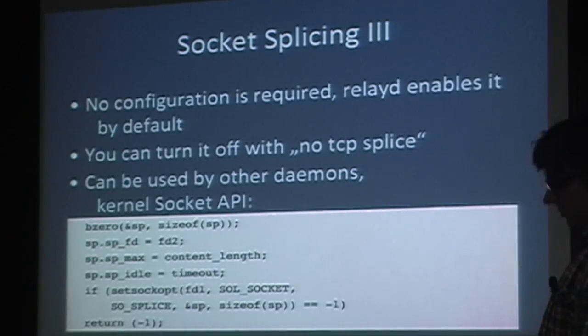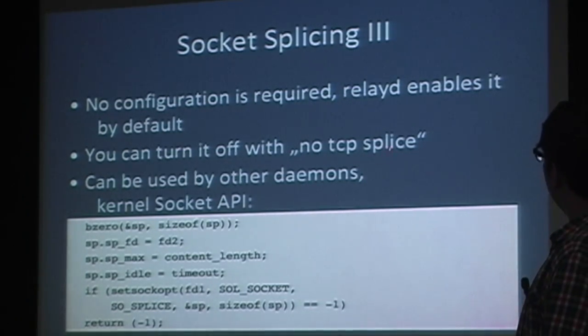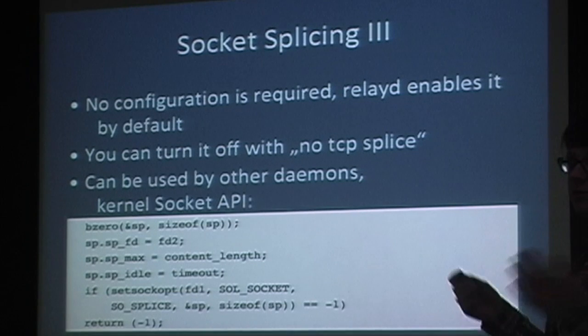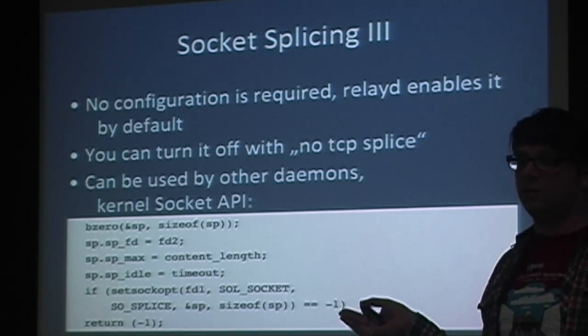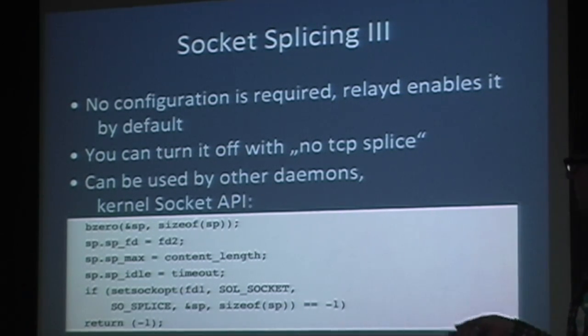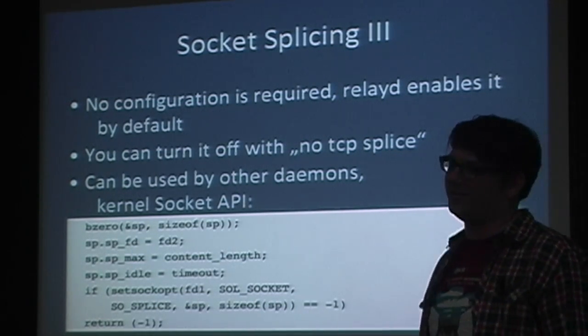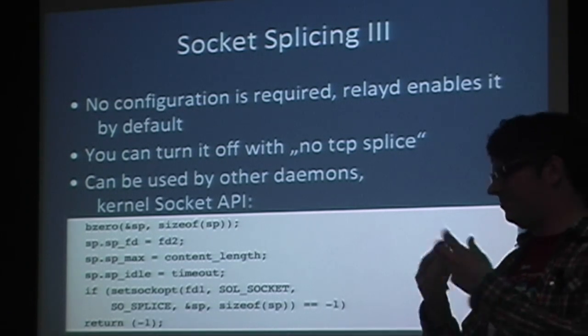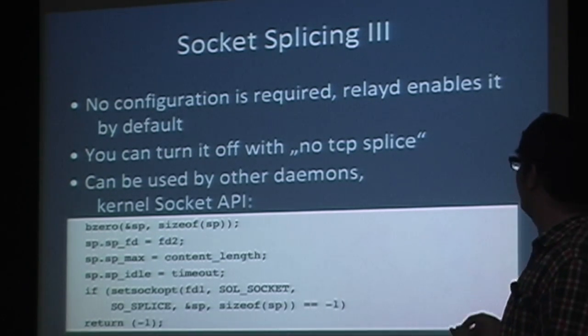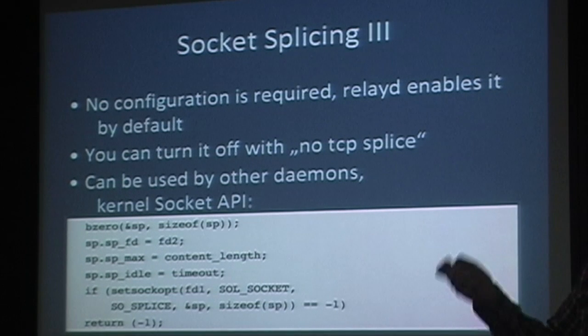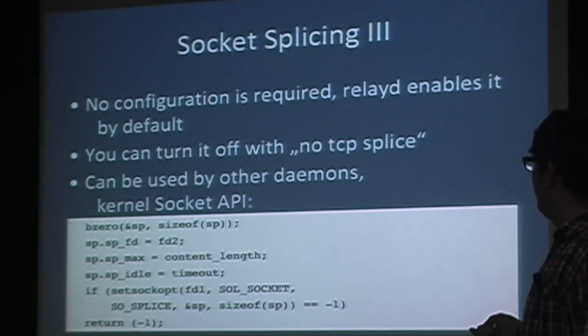So with socket splicing, it is built into RelayD. There's no configuration. It's enabled by default whenever it makes sense or is doable. You can turn it off. I insisted on this option because if something goes wrong, sometimes it's helpful to see, okay, is it the splicing maybe? So you can turn it off, but normally you don't need this.